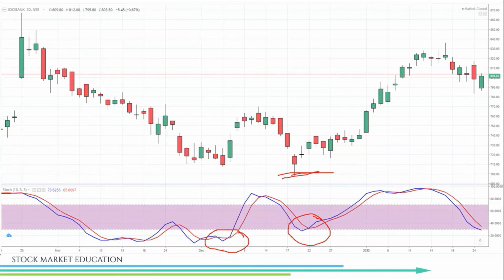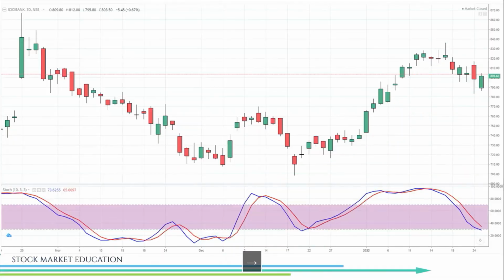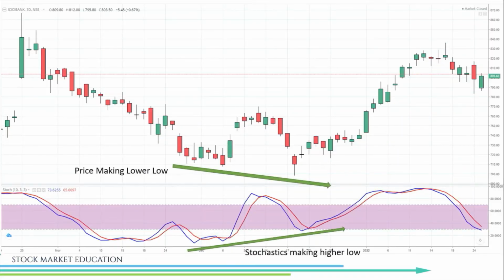and then you can see the price bounced almost from 720 levels to around 830, 840 levels. So it gave a 100 rupee movement in a 700 rupee stock. So it was quite a good movement, right? So you can see there was a price making a lower low and stochastics making a higher low. This is very similar to the MACD divergence which we saw in the previous slide.